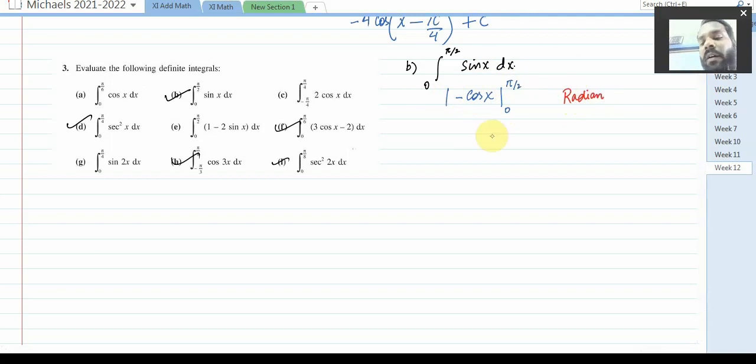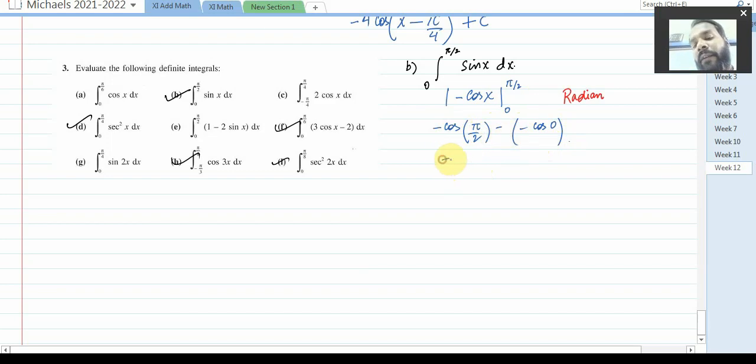Alright, so we know very well how to apply the limits here. So it's minus cos, upper limit pi over 2, minus minus cos, lower limit 0. Now cos pi over 2 is basically cos 90, and cos 90 is 0. So that will be minus 0 plus cos 0, which is 1. The final answer is 1. Alright, so I hope that it is clear to you.